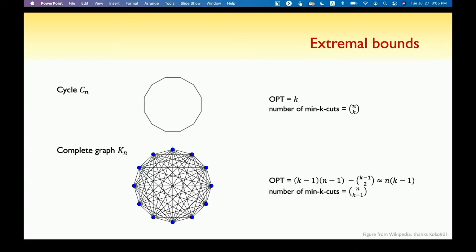Okay, so for both examples, n choose k or n choose k minus 1 are natural lower bounds for these two specific graphs. So yeah, n to the k sounds like the right ballpark if you want to study the extremal question.